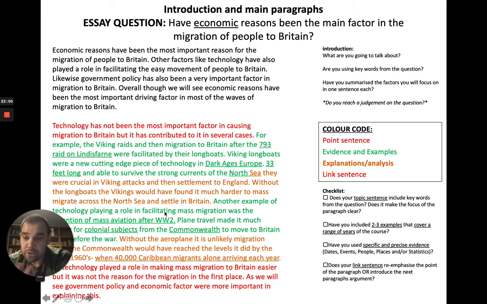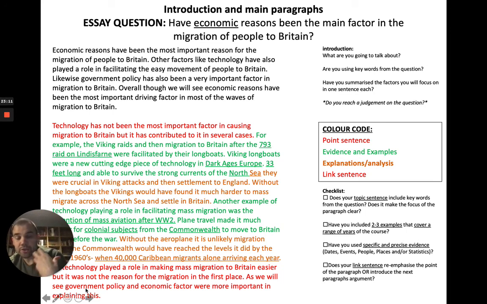I'm then going to explain, okay, so why was the invention of the aeroplane really important to post-war migration? Without the aeroplane, it is unlikely migration from the Commonwealth would have reached the levels it did by the 1960s, when 40,000 Caribbean migrants alone were arriving each year. So I've explained why the aeroplane was an important invention in facilitating migration after the war.